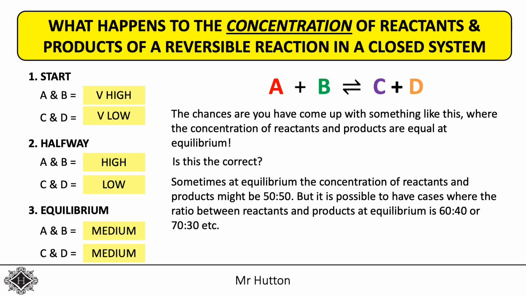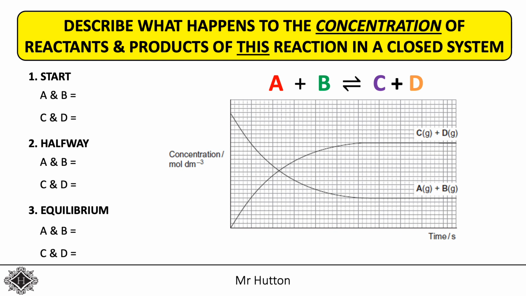So we're going to look at a couple of examples now. So here we are. Here we've got a concentration time graph for a reaction of A and B and C and D. So what I want you to do is describe what happens to the concentration of reactants and products of this particular reaction in a closed system.